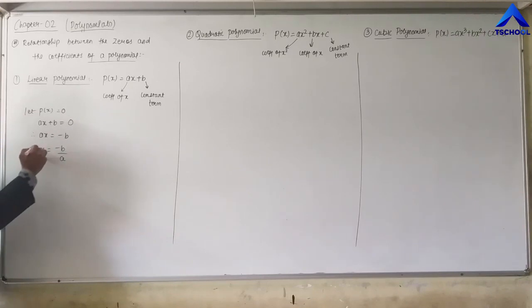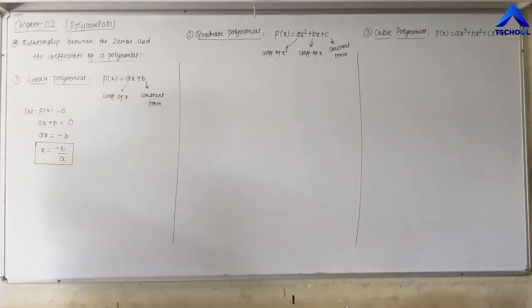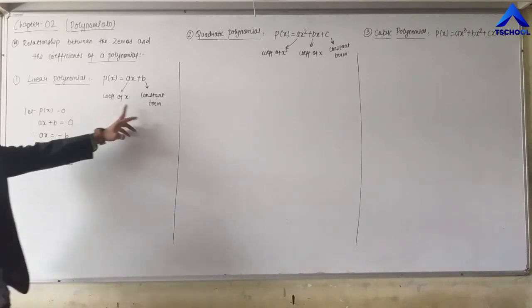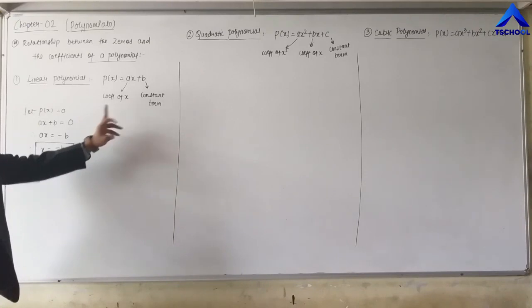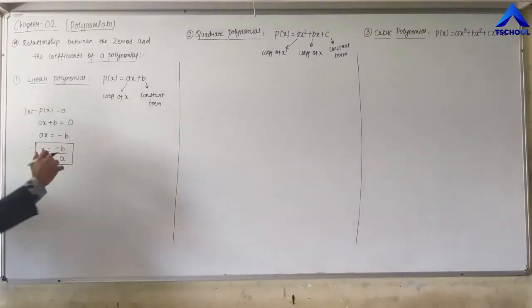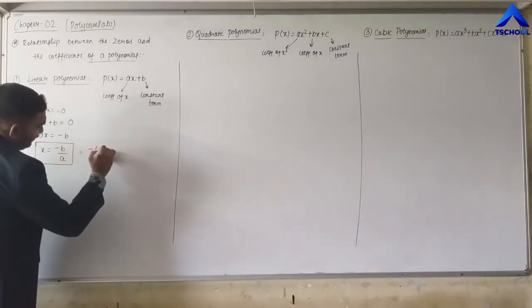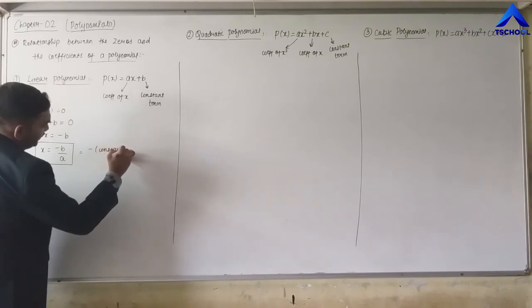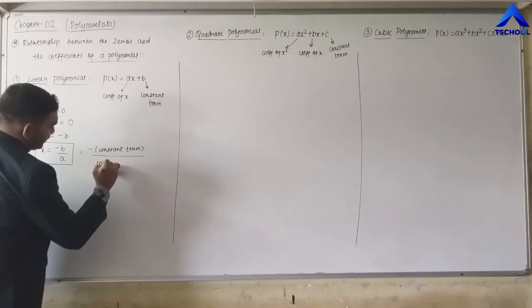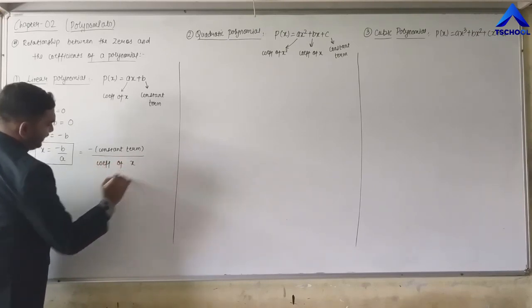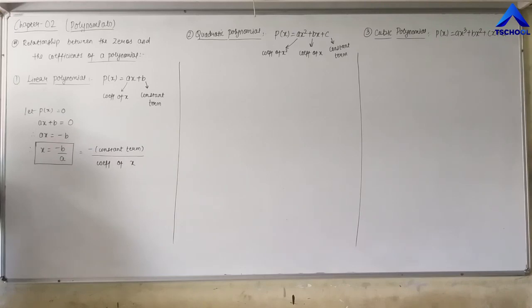Yes or no? So we got the value of x, that is minus b upon a, right? Now if you closely look at b and a, then you will come to know that what is b here? Exactly the constant term. What is a here? Exactly the coefficient of x. So you can also write it as minus the constant term divided by the coefficient of x. Yes or no?